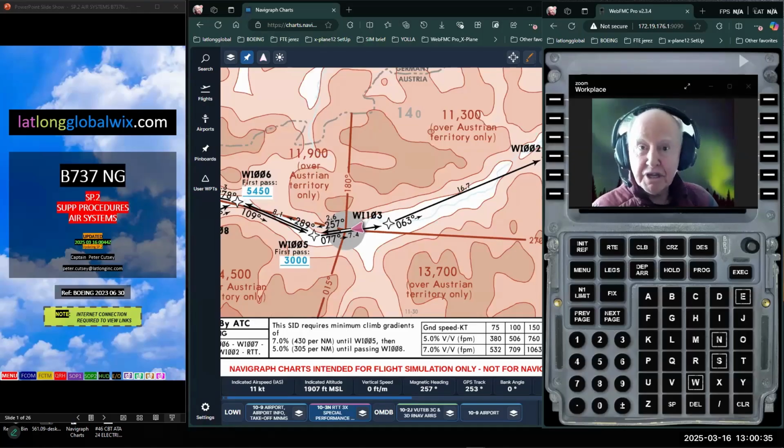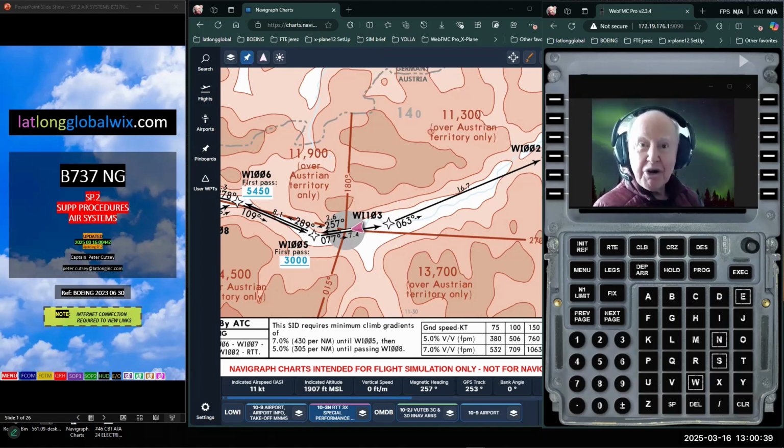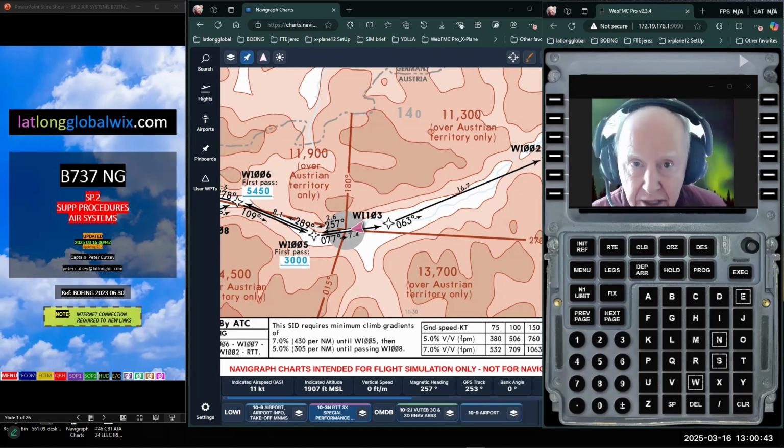Captain Peter Cutsey, South Korea. This is my briefing room. We're sitting on the threshold of runway 26 at Innsbruck, Austria. Summertime, outside air temperature plus 35 degrees. Hot, short runway, heavy weight. We're en route to Dubai.